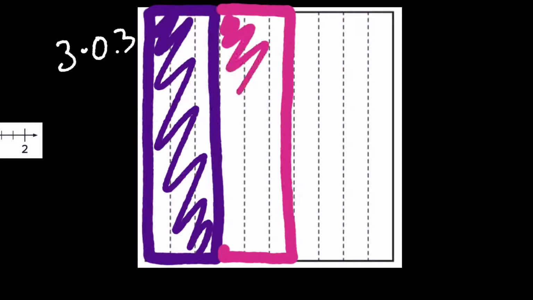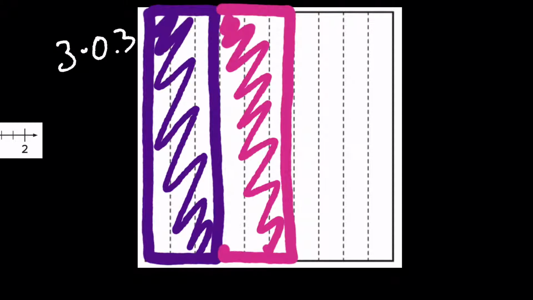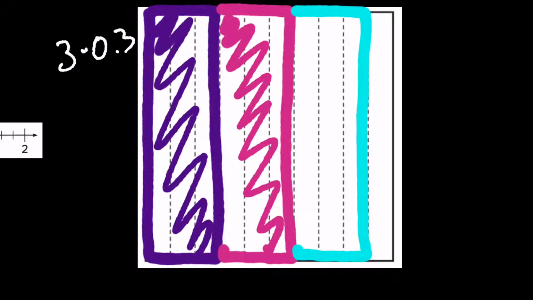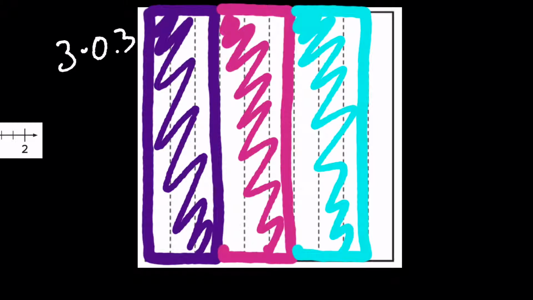Here is our second group. It also takes up 3 columns so that it's 3/10 in size. And we need now one more, because we want 3 groups of 3/10. So my third group is over here. Notice that all the groups take up the same amount of columns. They're 3 columns each to show 3/10.